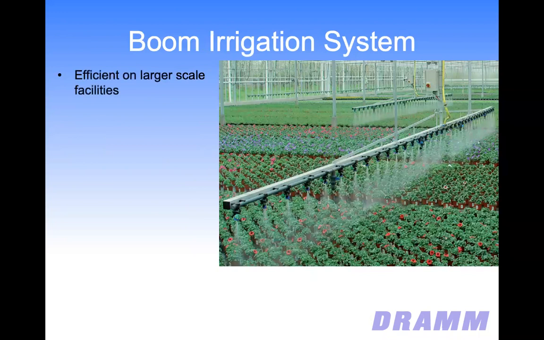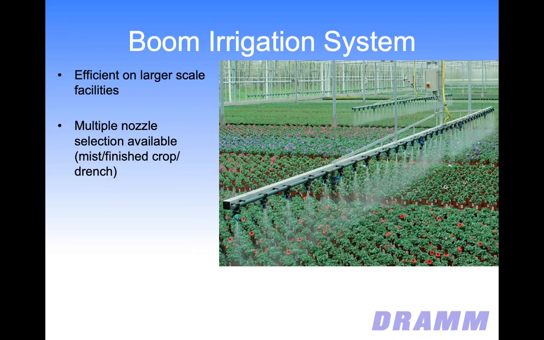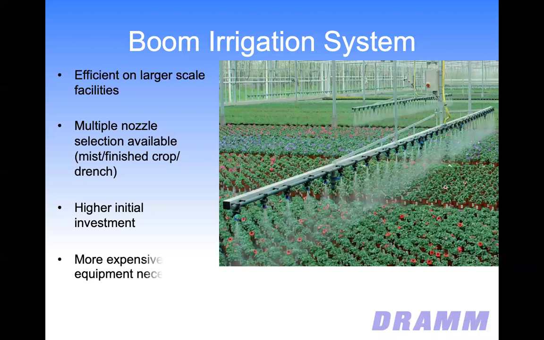For larger areas, a boom system is an excellent choice. You can typically have multiple nozzles on a boom setup that can do a mist, can do a finished crop, or you can even set them up to do some drenching of individual pots if you have the proper control. There is a higher initial investment, and typically you do need more expensive controls to operate them. But for those doing a lot of monocropping or have large bays, booms can be a very good way of irrigating your crop.